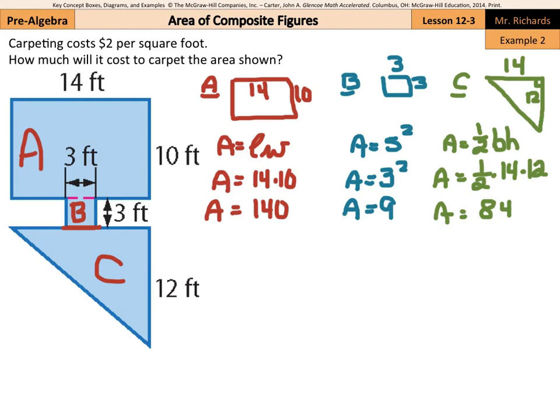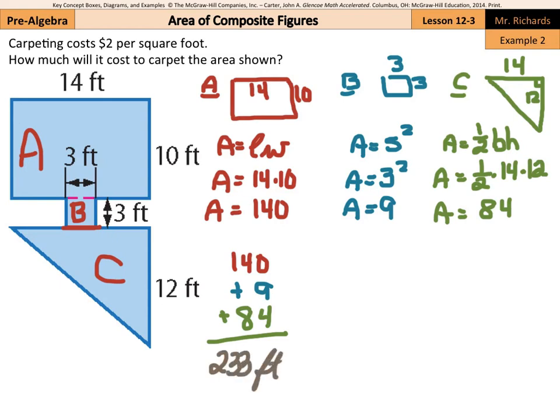And so now to get my composite area, if I add my 140 with my 9 and my 84, I get a final answer for the area of 233 feet squared. And now to answer the actual question, carpeting costs $2 per square foot. So I need to take my 233 and multiply it by the $2 per square foot to end up with $466.